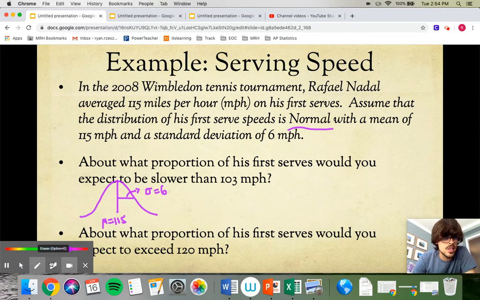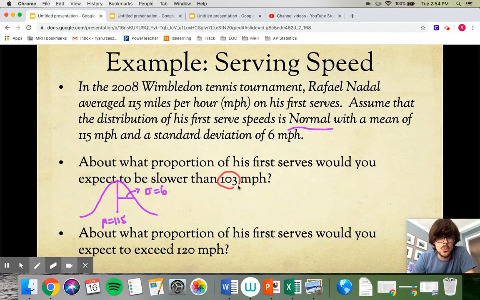And then what else I need to put in the picture is what they actually ask me to find. They ask about 103 miles per hour. That's my x value. That's clearly going to be less than 115, and it's less than 115 minus 6, so it's somewhere over here. My 103 is going to go right there. I care about slower than 103, so I am looking for, in this problem, the area of this piece right here. Area equals question mark. It's also a really good idea when you do these to write context on the bottom of your graph. So this is Nadal's serve speed.